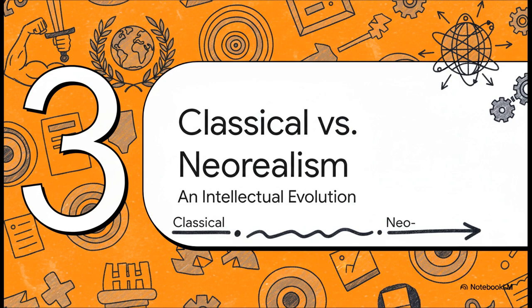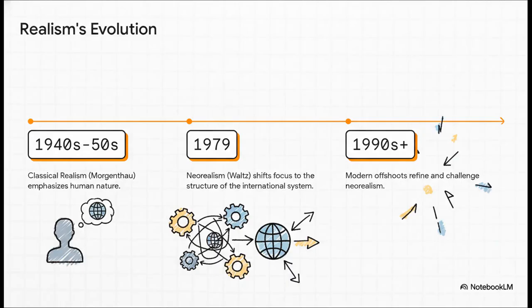Okay, so even though everyone in the big tent agrees on those basics, the ideas themselves have definitely evolved. And the biggest, most important shift in modern times was the move from what we call classical realism to neorealism. This timeline kind of shows you the big moments.